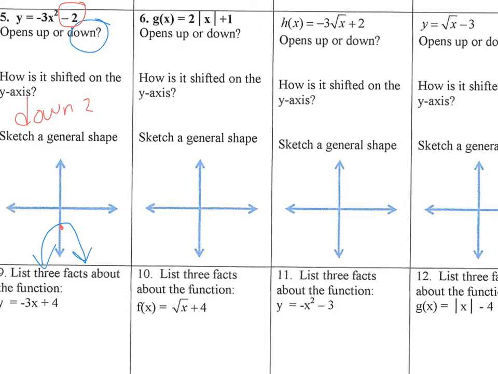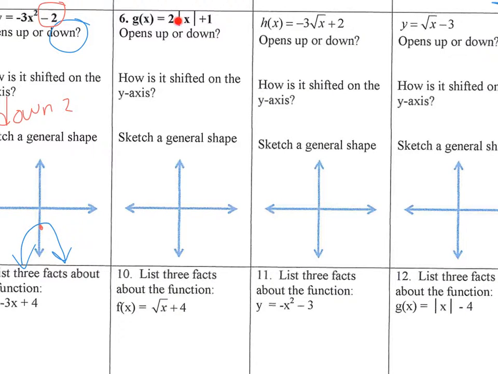Okay, number 6. This function is going to make a V because it has an absolute value. It's going to open up because of the 2. So it's opening up. And the constant is 1, so it's shifted up 1. So I go up to 1 and I make a V.